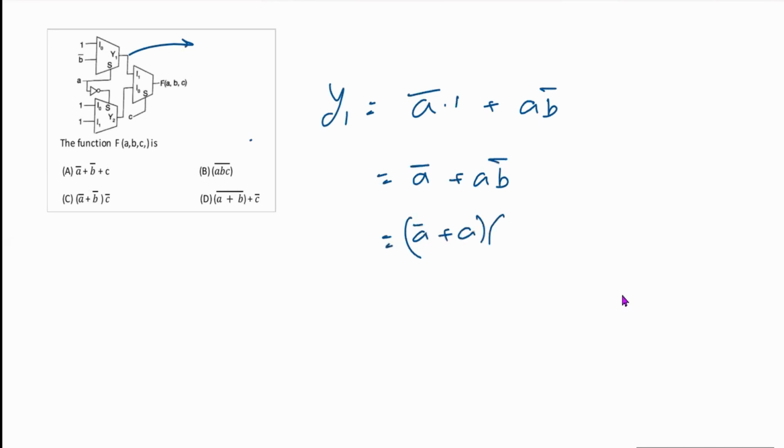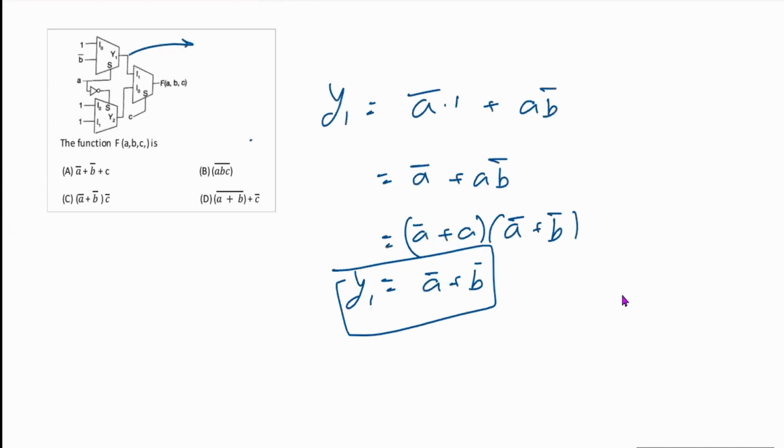Let's come to the next question. I need to find out the value, or the function of y1, at this point. If I calculate y1, s is basically connected to a, so y1 will be a bar into 1 plus a into b bar. That is a bar plus a b bar, and here I can write (a bar plus a) and (a bar plus b bar), and that is nothing but a bar plus b bar. Okay, so this is my y1.